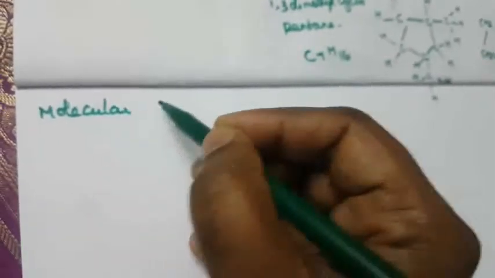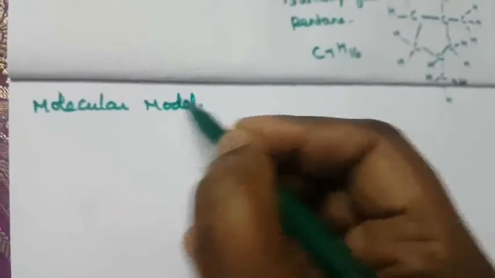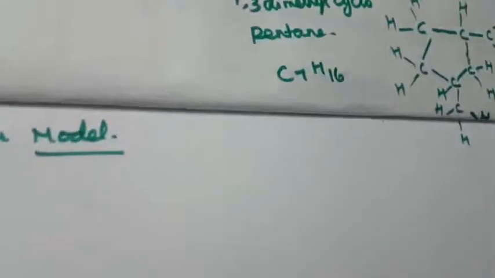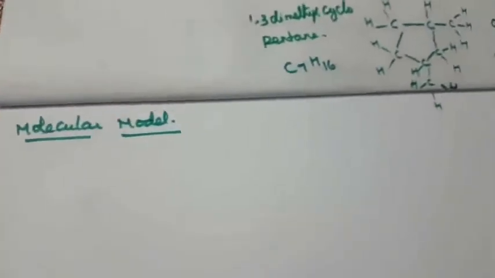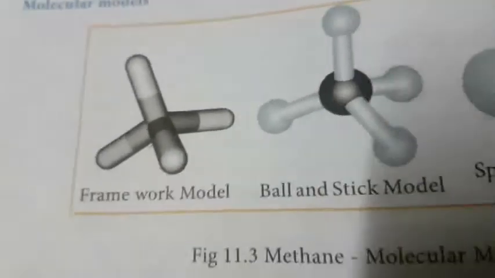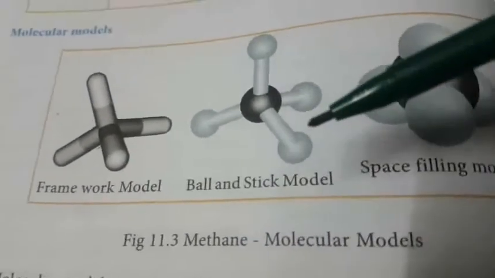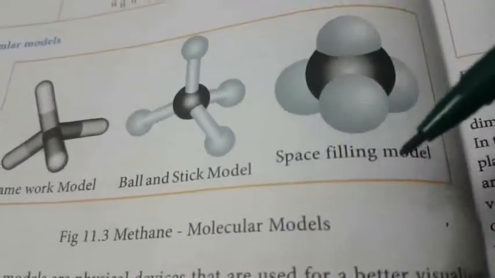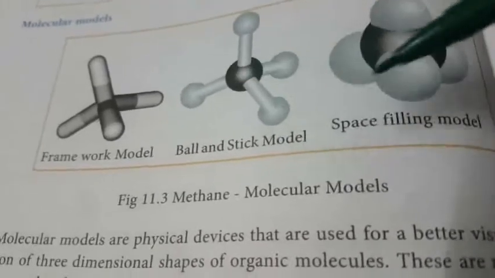Next one is what is meant by molecular model. What is the molecular model? That is the frame model, ball and stick model, and space filling model. So here you see the diagram. This is the framework model, the ball and stick model, and that is the space filling model. This is the methane model.